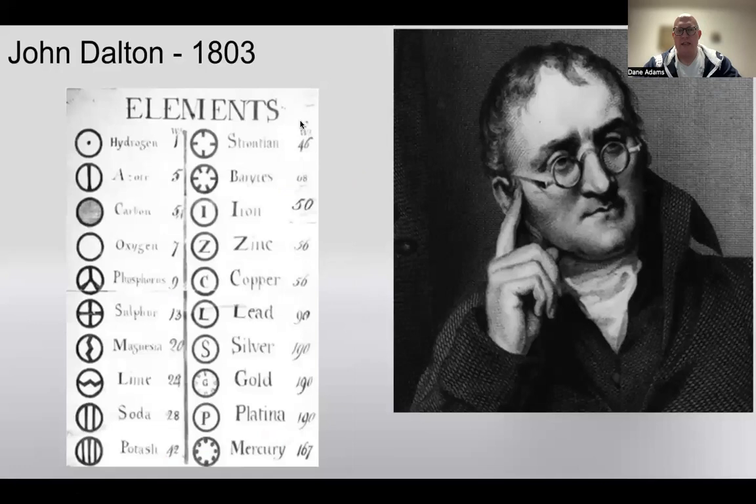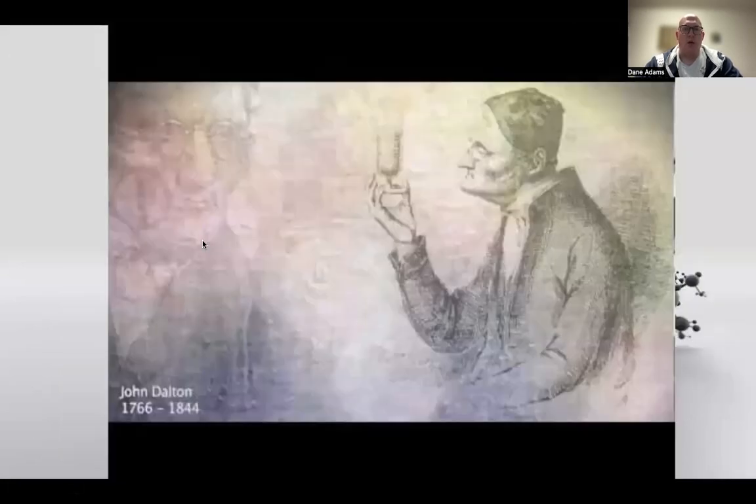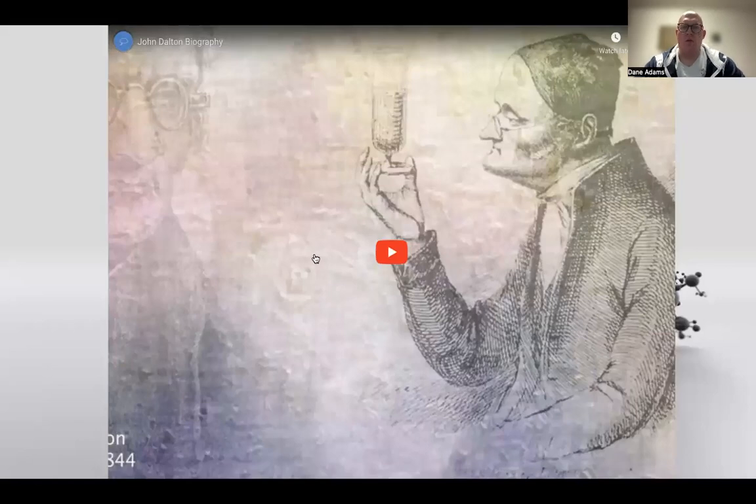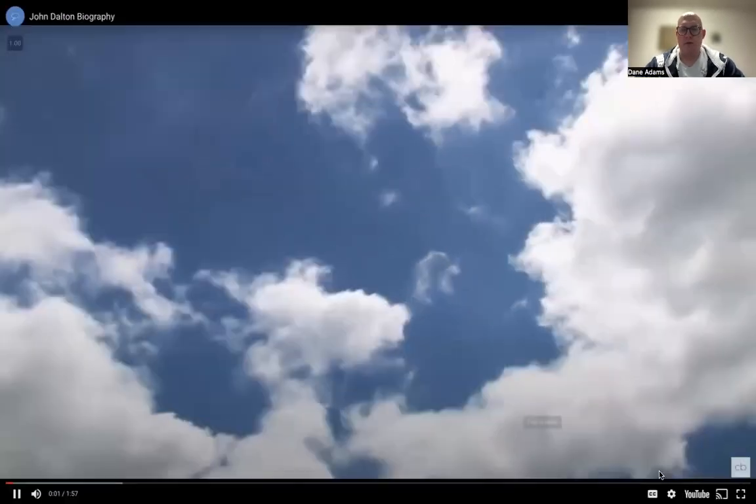John Dalton in the early 1800s ran with this idea that the Greeks had. Not necessarily the earth, air, water, fire idea. He didn't believe that, but he did believe that all matter was composed of atoms, and these atoms were indivisible or uncuttable. And you can see here a rudimentary periodic table of sorts that he had made. Again, he doesn't believe in the air, water, earth, fire, but he does believe that these elements, these substances, are made of unique atoms. And so this is his periodic table. Let's watch a quick little summary of John Dalton.